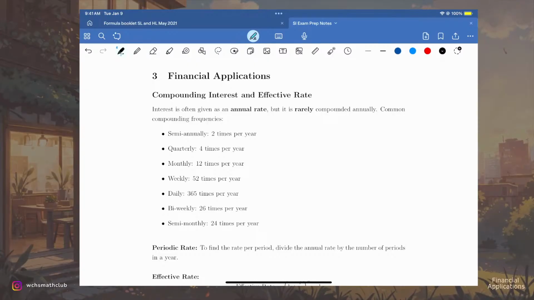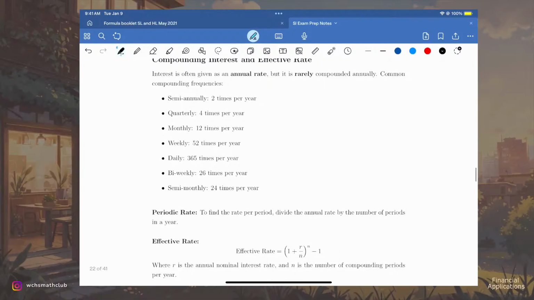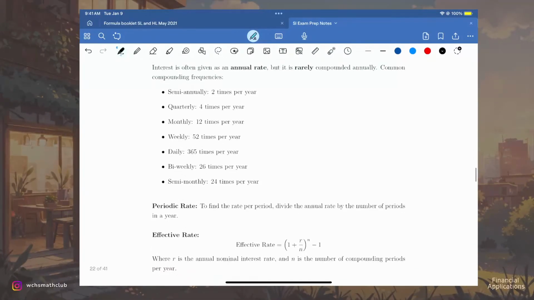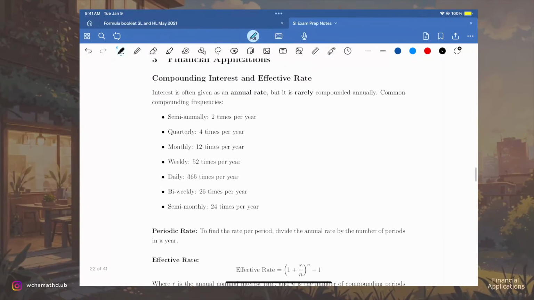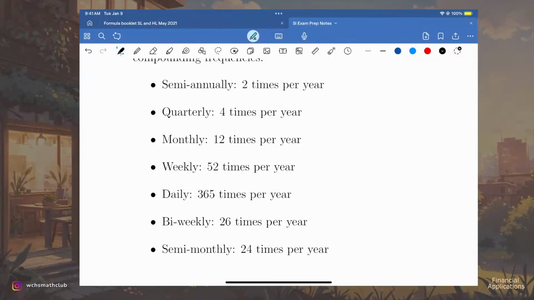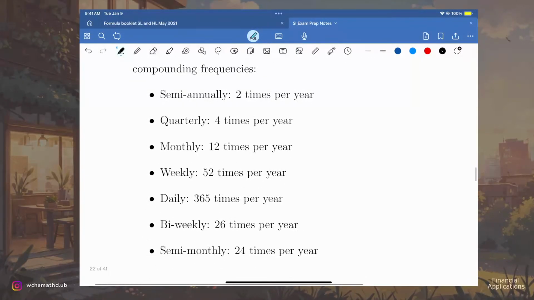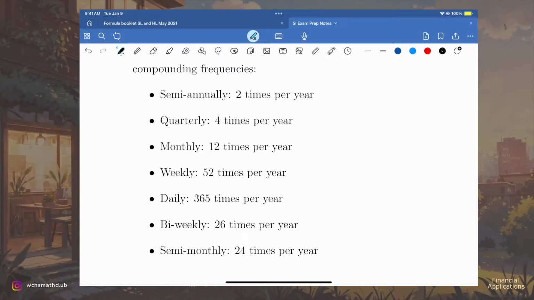Hello, so I'm Maggie. I'll be going over the financial application portion for the SL prep here. So first, let's go over compounding interest and effective rate. Even though interest is often given to you as an annual rate, it's not often compounded like that when you do mathematical questions. Oftentimes they'll just give you words like this, and it's very important that you know the definition of these words. For instance, annually obviously means once a year, but you also have semi-annually, which would be twice per year, and quarterly being 4 times a year.